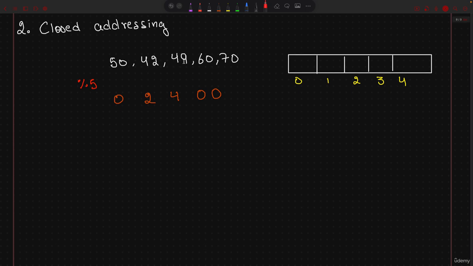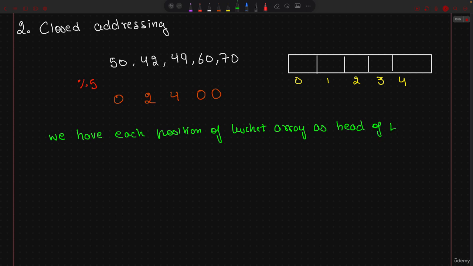Now how can I make sure that that happens? The way we handle that is we make, so let me write that down, each position of the bucket array the head of a linked list. So now it's not just an array or a list which has space for an element. No, it now contains the head of a linked list, right?